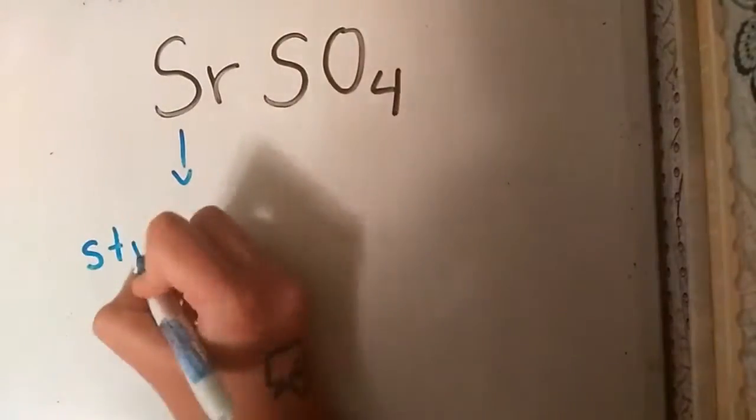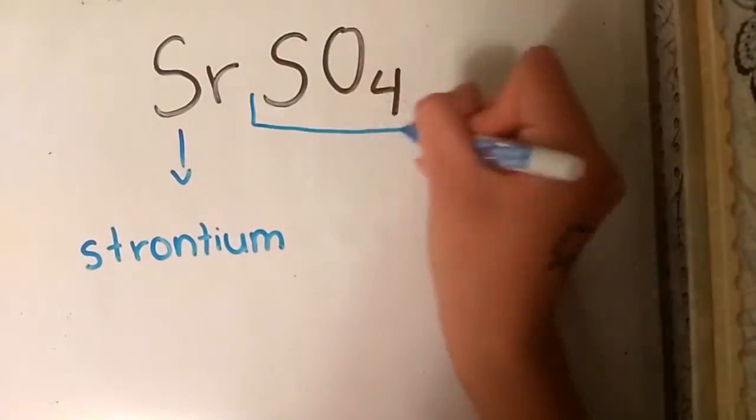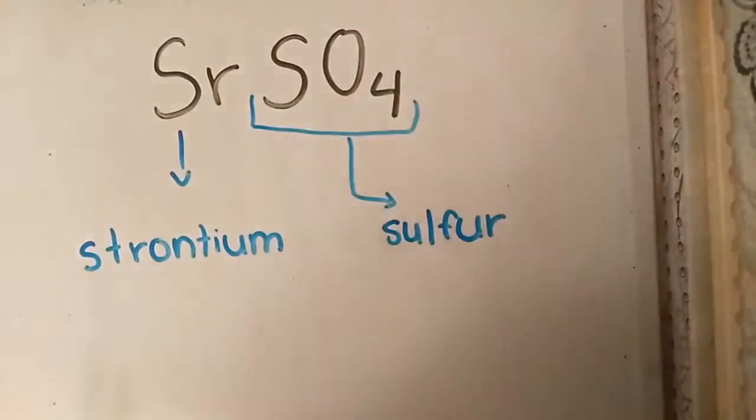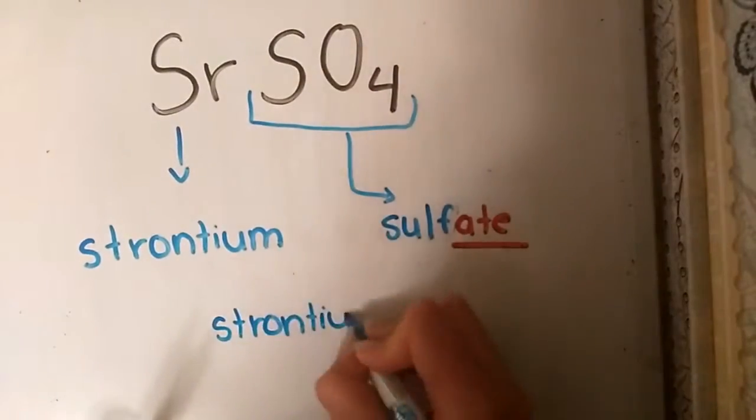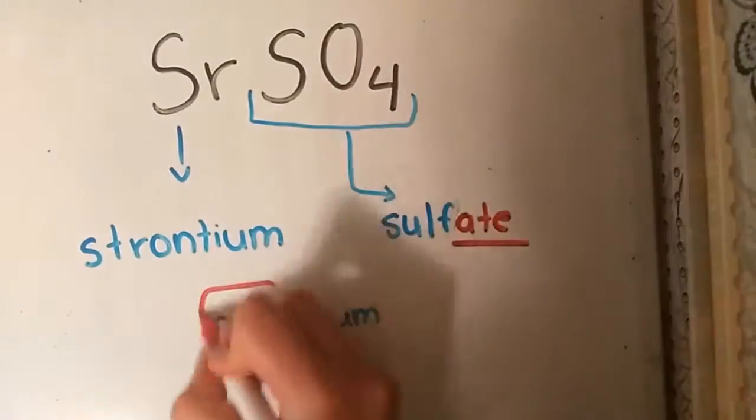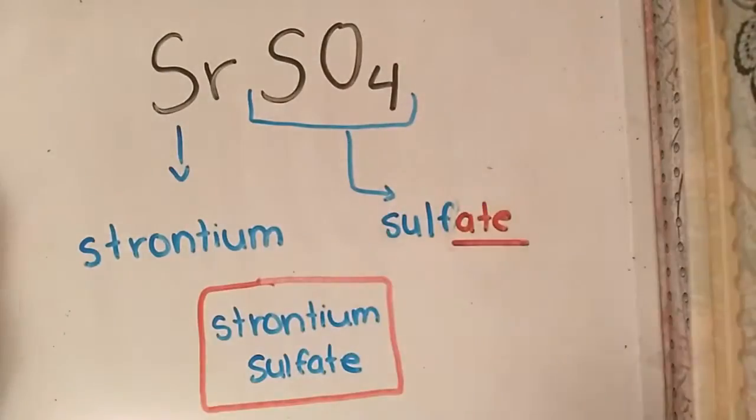So if you have SrSO4, you get strontium, and then you name sulfur, and you get sulfate. So your name would be strontium sulfate, and that is how you name the ates.